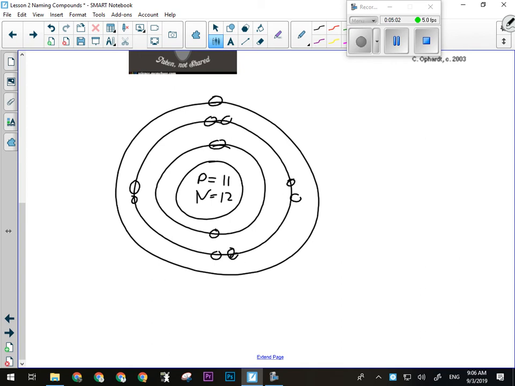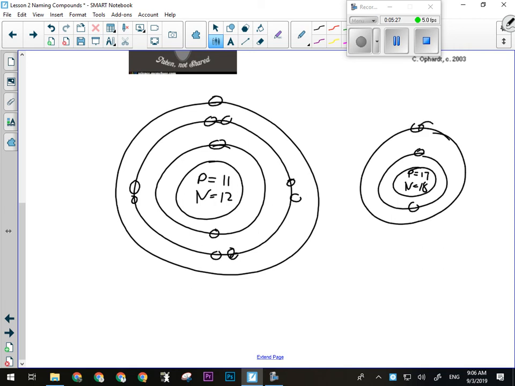Okay? Chlorine is the opposite. Okay? So if we have chlorine, okay, we're looking at 17 protons. We're looking at 18 neutrons. So we got P equals 17, N equals 18, okay? And then we have 17 electrons. So that means here's 2, okay?